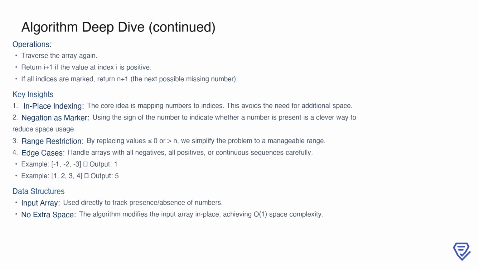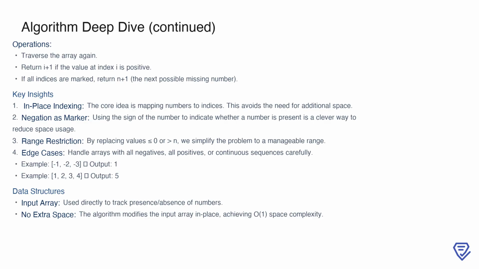After marking the indices, the next step is to identify the missing number. To do this, we traverse the array again and check for the first index i where the value is still positive. This indicates that the number i plus 1 is missing. If all indices are marked, it means the array contains all numbers from 1 to n, so the missing number must be n plus 1. Let's break this down into key insights.